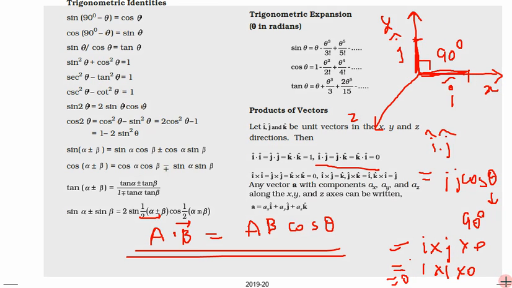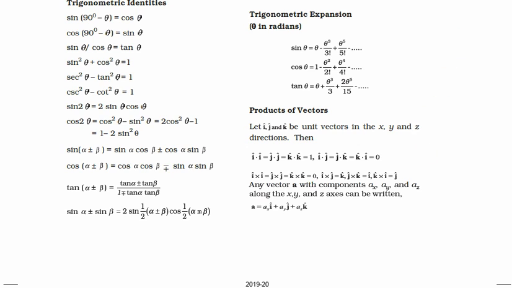So now this is the dot product. Dot product of any unit vector with itself is always 1. Dot product of any unit vector with any other unit vector is always 0.